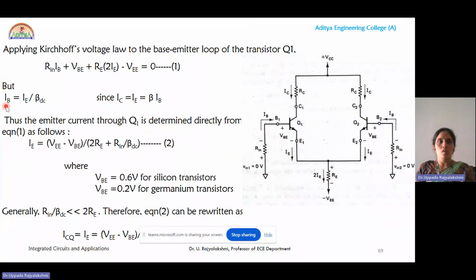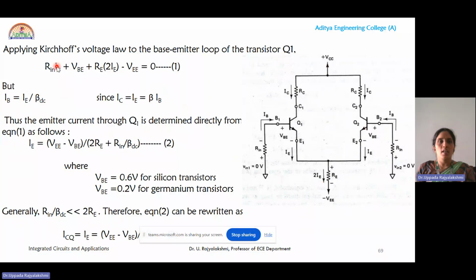Because V in 1 is equal to 0 volts, IB is equal to IE by beta DC. So IC is equal to IE, which is equal to beta IB, where beta suffix DC represents the current gain of the CE amplifier under DC analysis.